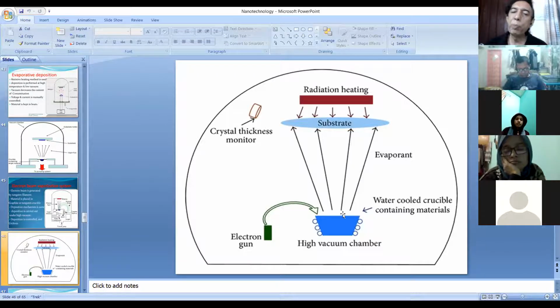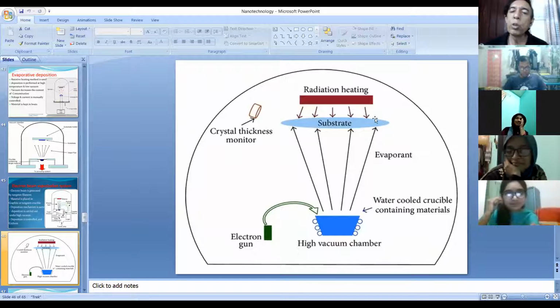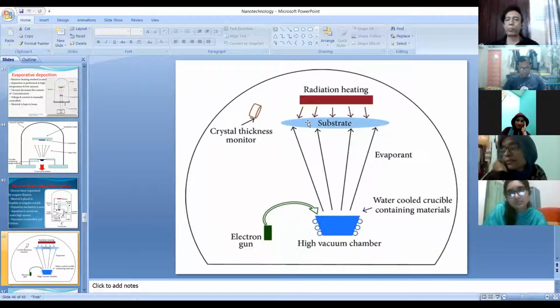Then heat will be produced in the whole of the material of the crucible, and a large amount of your target material will be evaporated to go through to the substrate. This substrate is also heated here.